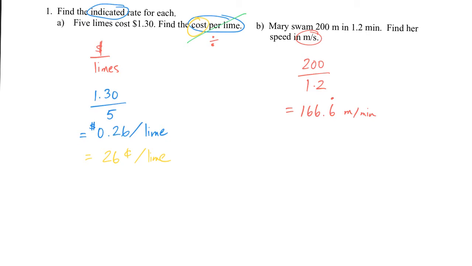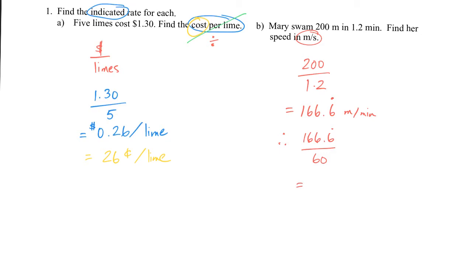Well, how many seconds do we have in a minute? We have 60. So therefore, what we would have to do then is take our 166.6 repeated and divide that by 60 to get our value. That is then going to give us the proper value for us to work through.